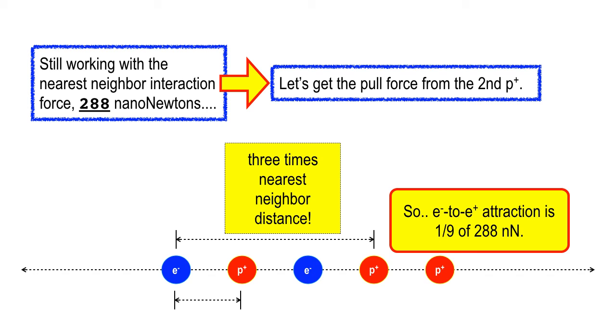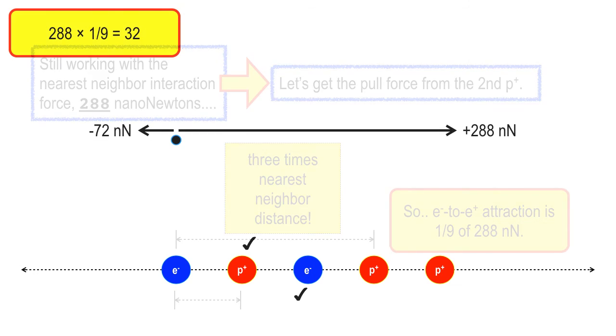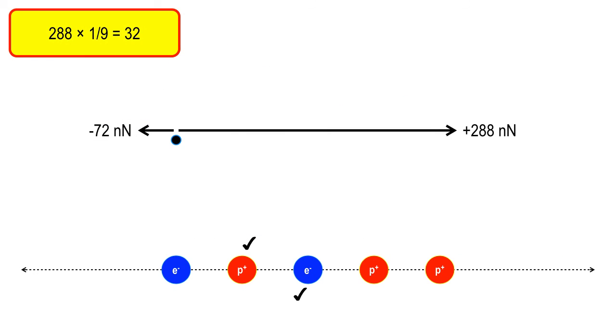All right. So let's stack them up. This next force, 288 times the 9th, 32, and it's pulling my target particle to the right, so it's positive. All right, there it is.